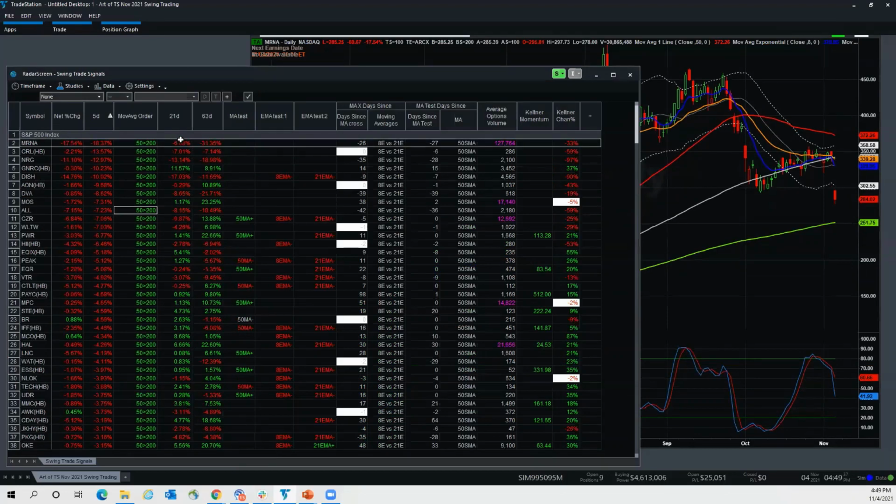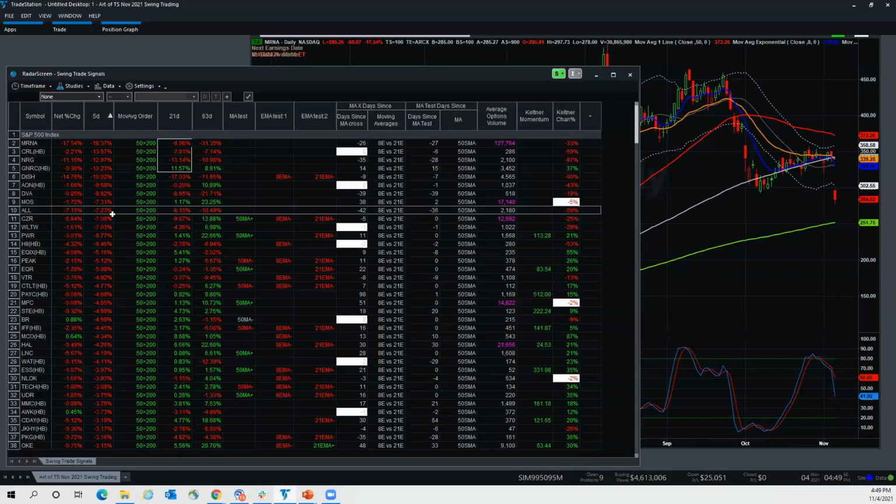Now, one of the other things I'll mention is you can look at these other columns. 21D is 1 month, 63D is 3 months. So when you see really gnarly numbers, like really big negative numbers, those are also things where the uptrend is not as clear. Like Moderna, down 30% in the last 63 days. That's not really an uptrend anymore.